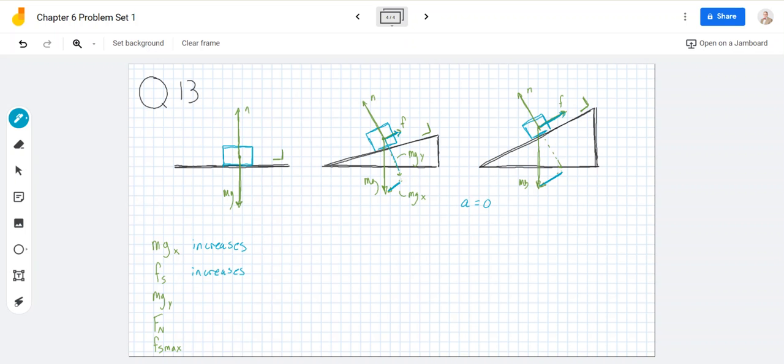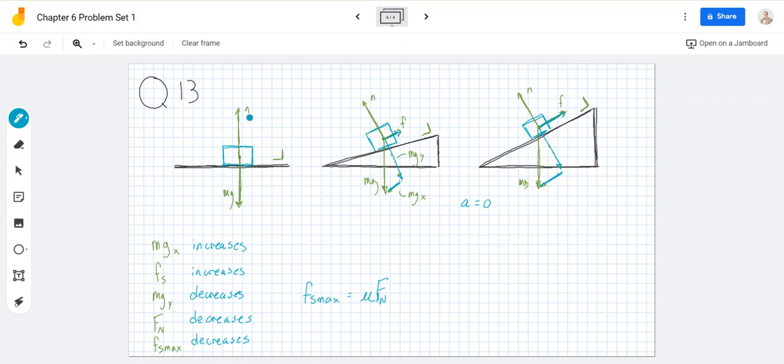But what happens to the mgy? Here you have a nice long mgy, but we're going to notice that it's getting a little bit shorter, right? So the mgy decreases. And then because that one decreases, the normal force also decreases. And again, we know that the static friction maximum value is equal to the coefficient of friction times the normal force. So if the normal force goes up, this also has to go up, or if it goes down, it also has to go down.